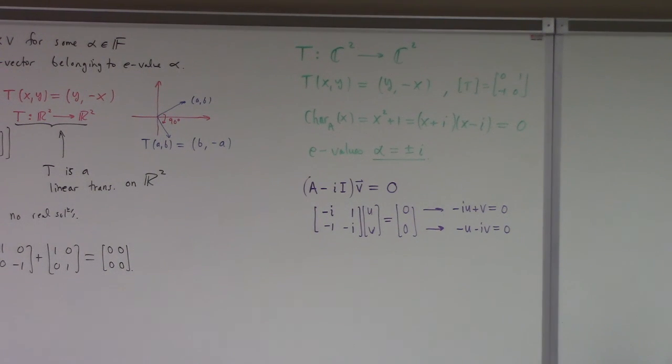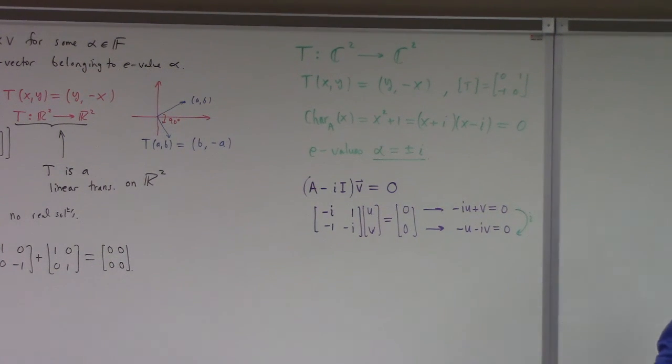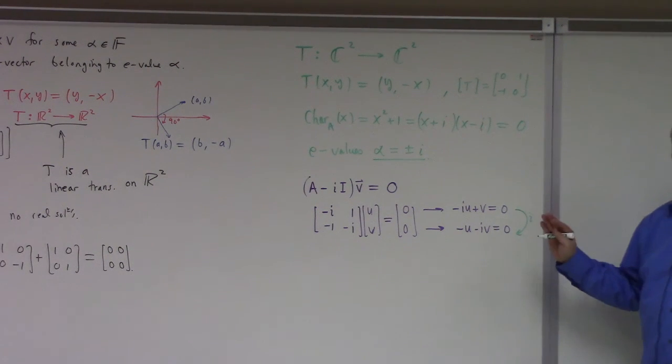But look at these two equations. What happens if you take the first equation and multiply by i? It's exactly the second equation, right? These are the same equation written twice. And if you think about it, it had better be that way. Because we're looking for an eigenvector, right? Which is supposed to be non-zero. If they were genuinely distinct equations, that means that there's only the zero solution.